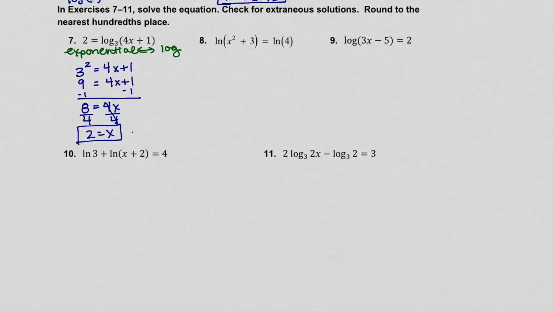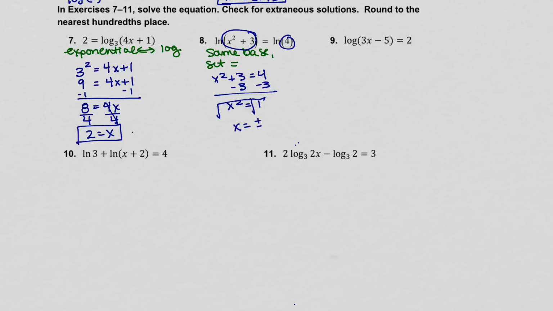Now on the next one, what I do notice right away is that they've got the same base, so I can set them equal. Let's see, we've got x squared plus 3 on this side, and on this side I've got 4. I use my inverse operations. And remember, because I use that square root, I know that it could be plus 1 or minus 1.